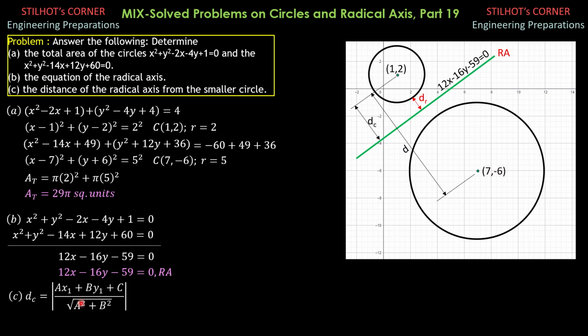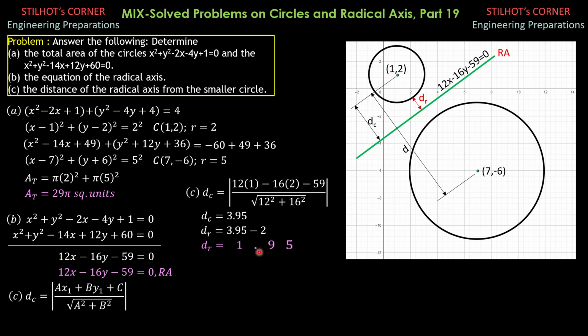So substitute: a is 12, then x1 is 1, b is negative 16, and y1 is 2. Then the constant is negative 59 over the square root of 12 squared plus 16 squared. Computing, d sub c is equal to 3.95 units. Having found d sub c, and the radius of the smaller circle 2 units, d sub r can now be determined: 3.95 minus 2. So d sub r is equal to 1.95 units.